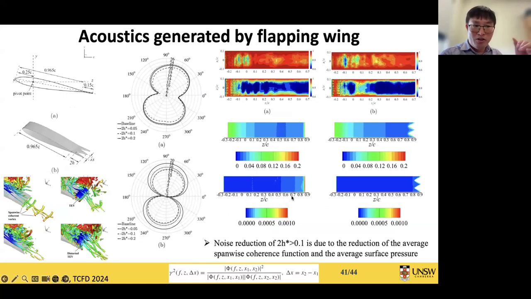And when we introduce this trailing edge serration to the pitching and heaving foil in the incoming flow, it reduces the average spanwise coherent fluctuations, and therefore reduces the average surface pressure force, to reduce the sound level. That's the noise reduction mechanism for this case.